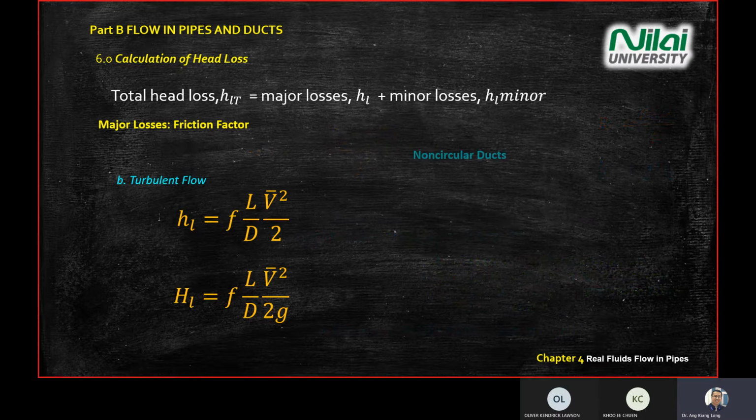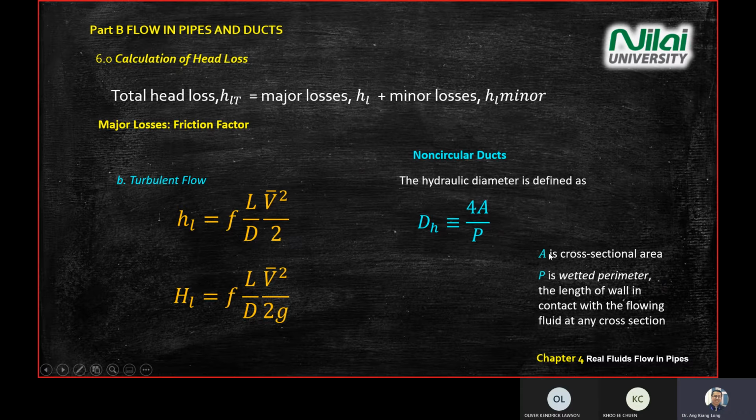Okay, right. So the diameter here is for a pipe. What happens if you have a non-circular duct, meaning it's not a circular shape? Then for your D, you replace it with this equation: D equals 4A divided by P. What is A? A is the cross-section area. P is the wetted perimeter.